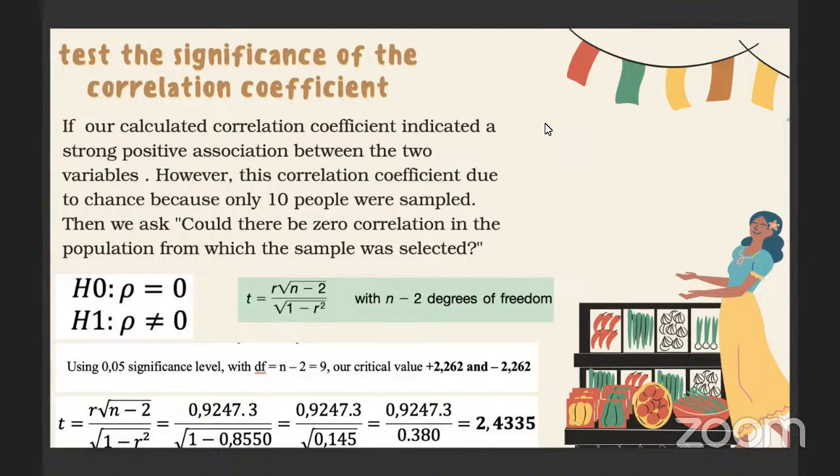It means that we need to reject the null hypothesis, because our value is in the rejection area. It is larger than the critical value, which is plus 2.262. It means that our correlation coefficient is not 0.